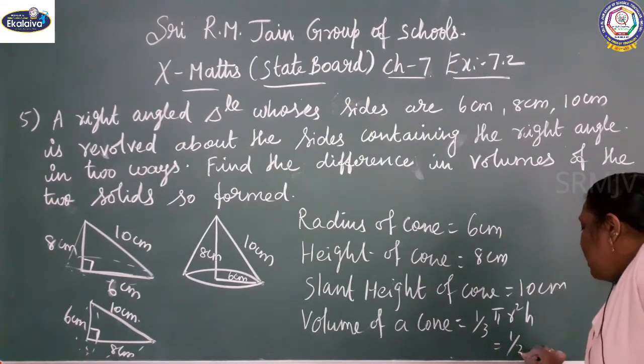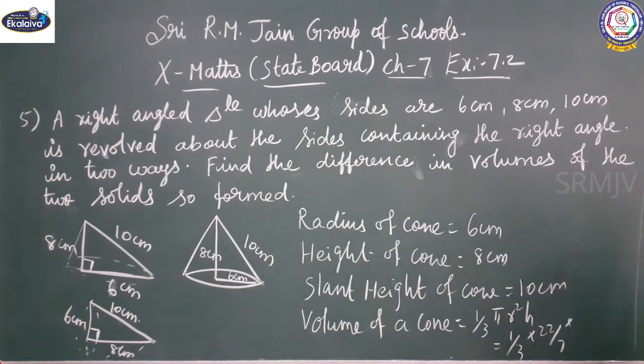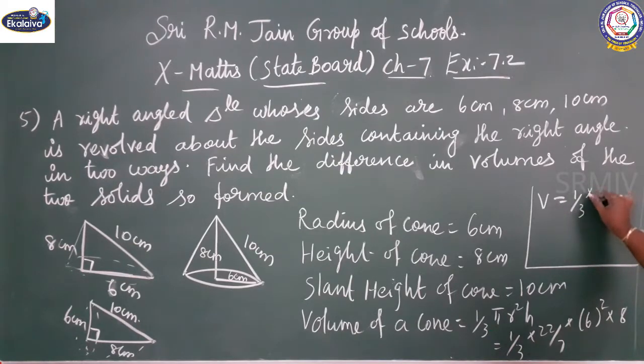It gives 1 by 3 into 22 by 7 into, what is the radius here? 6. 6 square into height, what is it? 8, because you can take it as the vertical height. So what is the value we have to find out? Volume equal to 1 by 3 into 22 by 7 into 36, since 6 square is 36, into 8.